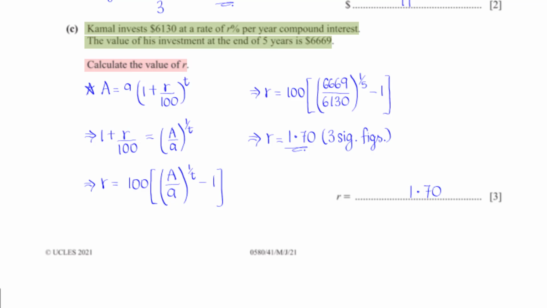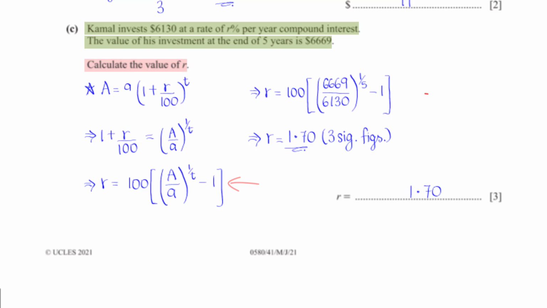So first, let's make R the subject. When we make R the subject, we get 100 times capital A divided by the small a, all raised to the power 1 over t, minus 1. The capital A in this case represents the final value of his investment, which is 6,669. The small a here represents the initial amount at the beginning of the investment, and that is $6,130. T is the time duration in years for his investment, and that has been given as 5.